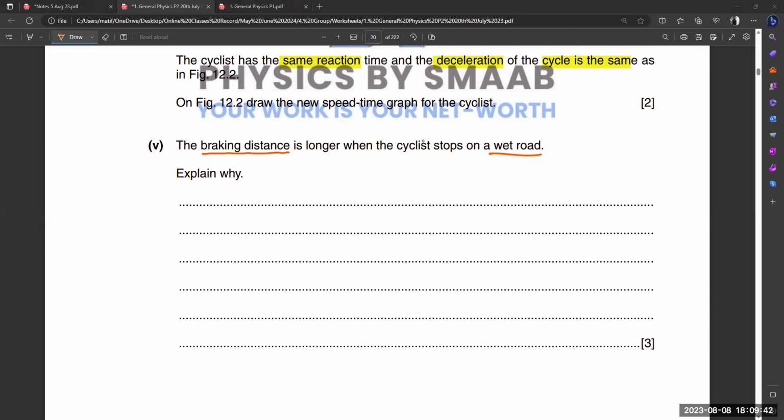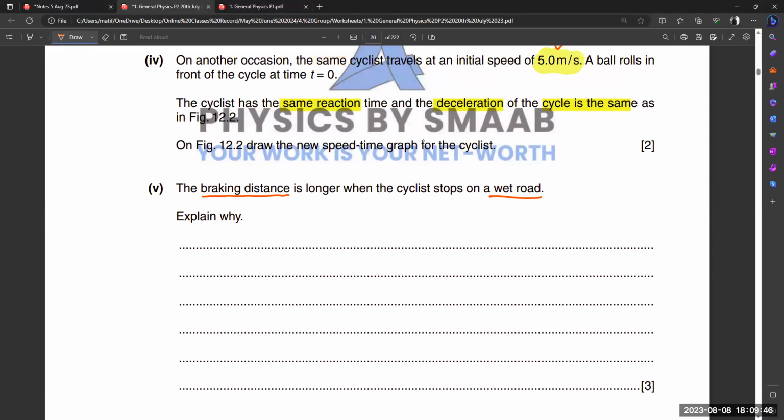Actually, when the question is for 3 marks, you need to mention all the forces that are involved in this process, all the possible action-reaction forces, all the possible directions, all the possible factors. So you need to explain with reference to braking distance, right?